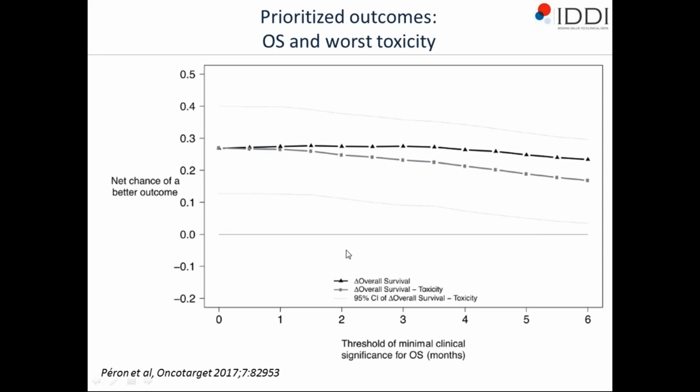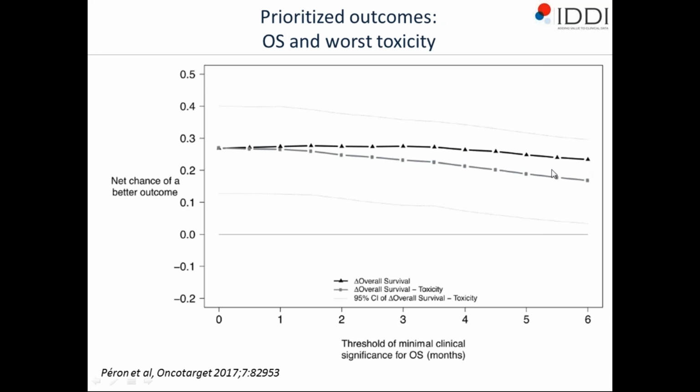So if I now look at the differences in terms of the generalized pairwise comparisons, I see that the net chance of a better outcome here is very close to 30%. It's 0.27 here, a 27% net benefit. That means a patient who receives FOLFIRINOX has a 27% probability of doing better than a patient in the control arm.